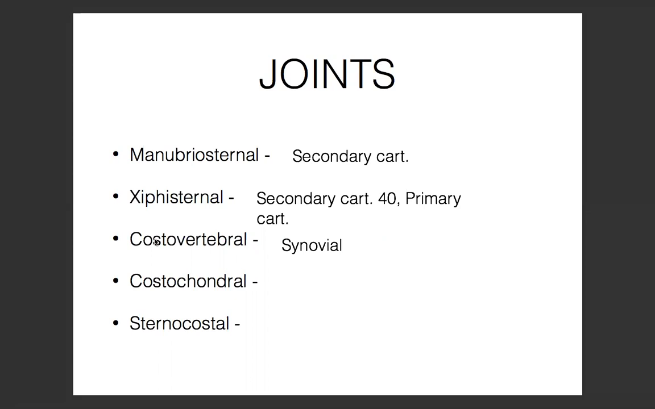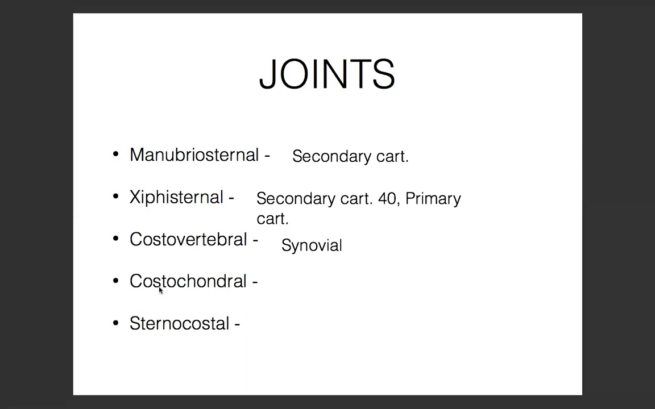And if the costovertebral joint, we split it into two: the joint of the vertebra with the rib, and the joint of the tubercle with the transverse process. And it's also a synovial joint. So they're both synovial joints. The joint of the vertebra with the rib, and the joint of the transverse process of the vertebra with the tubercle of the rib. So there's two, and they're synovial, both of them.